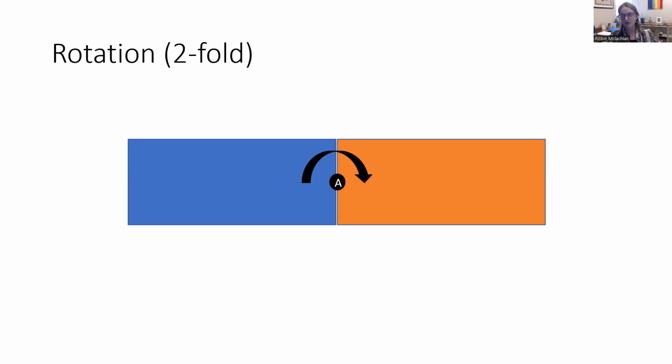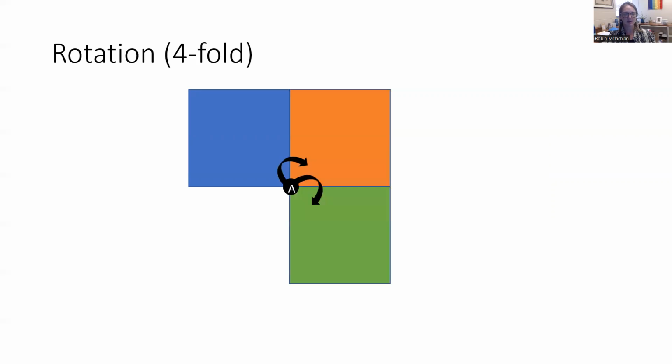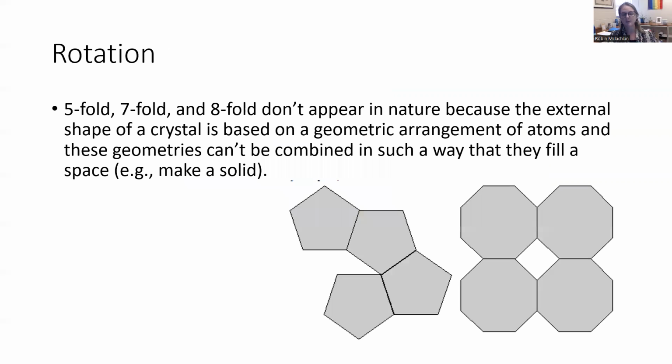Now this can happen a number of times, right? Here's an example of four-fold symmetry. You start with one shape, you rotate it again to get two-fold, again threefold, again fourfold, until you have that final shape. So this square, you could say, has four-fold symmetry. Now two-fold symmetry, four-fold symmetry, those are pretty common.